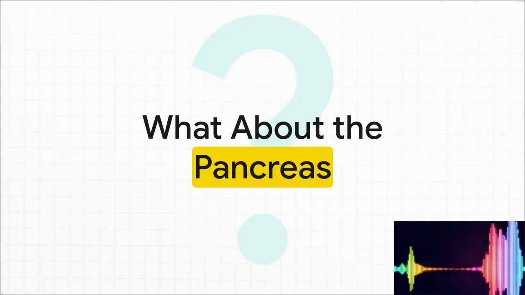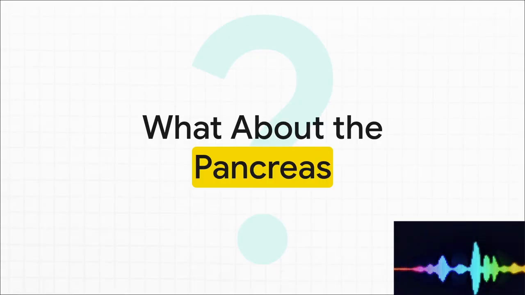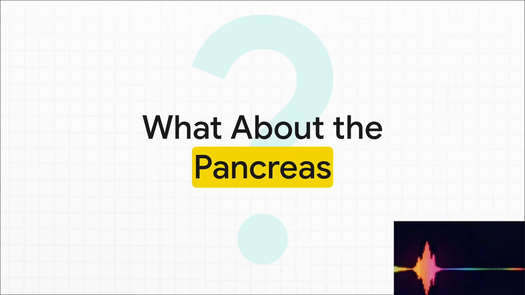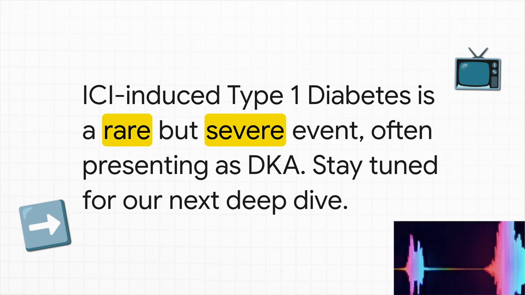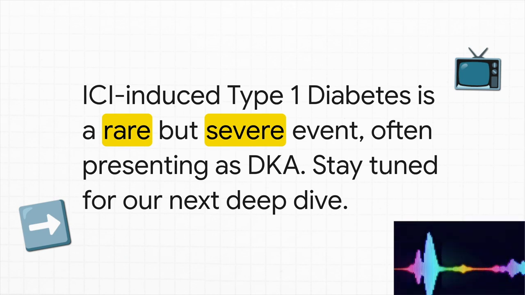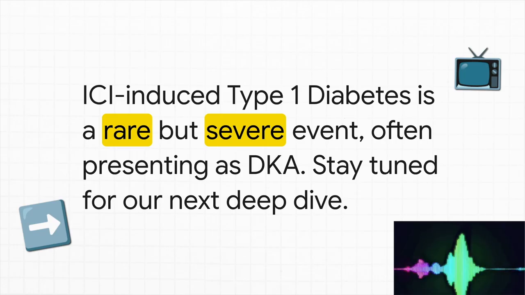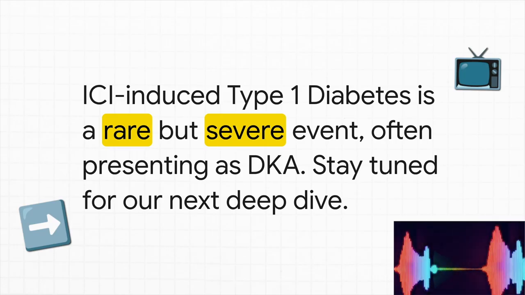Now, you might have noticed one major endocrine player is missing from our list, the pancreas. And it is absolutely a critical target, but its presentation follows a very, very different script. That's right, ICI-induced type 1 diabetes. It's rare, but it is a severe event, and these patients often present in DKA. The way it causes this rapid beta cell destruction, well, that warrants its own deep dive, which we're going to tackle in our next explainer.